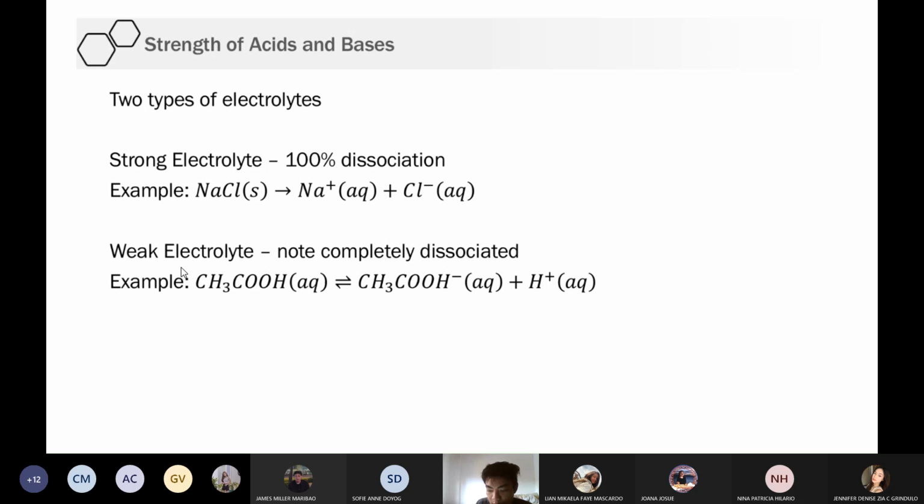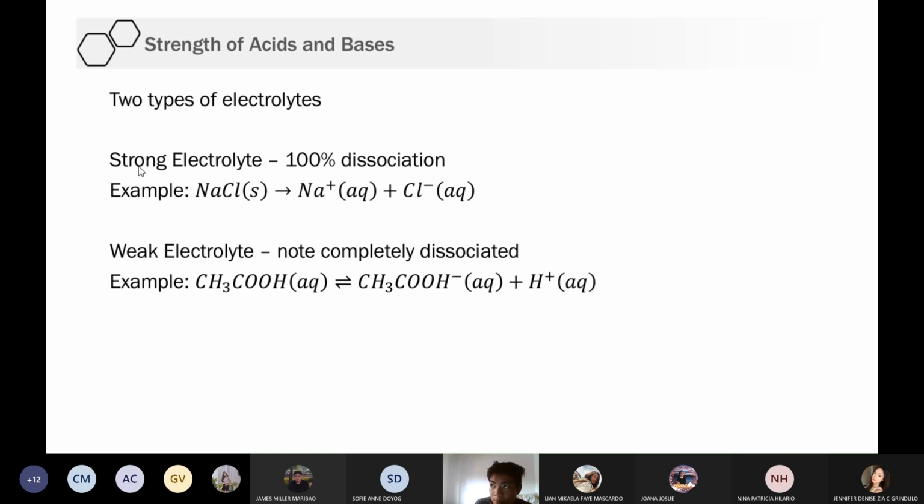For weak electrolytes, these are solutions that are not completely dissociated. So, ibig sabihin, only portions of its original amount ang madidissociate. So, for example, we have acetic acid. Hindi lahat yan madidissociate into ion. So, onti lang yung magiging acetate ion, onti lang yung magiging H+. Okay? So, that means the solution is not completely dissociated. That's why we use the equilibrium arrow. Okay, so since we have equilibrium arrow, then we can describe this with equilibrium constant. Okay, so ganun lang.